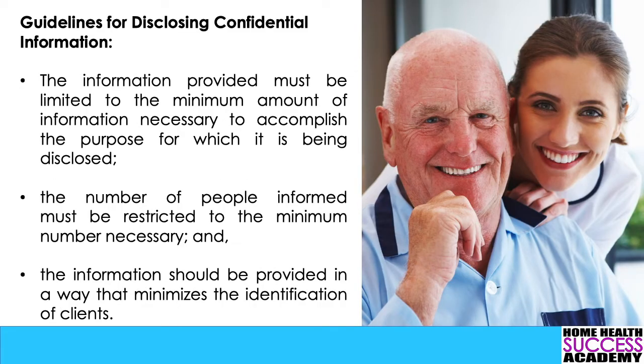There are also guidelines for disclosing confidential information. The information provided must be limited to the minimum amount of information necessary to accomplish the purpose for which it is being disclosed. The number of people informed must be restricted to the minimum number necessary and only to the people who actually should have that information. The information should be provided in a way that minimizes the identification of the clients. So this is where your agency must put together certain provisions, certain policies and procedures.